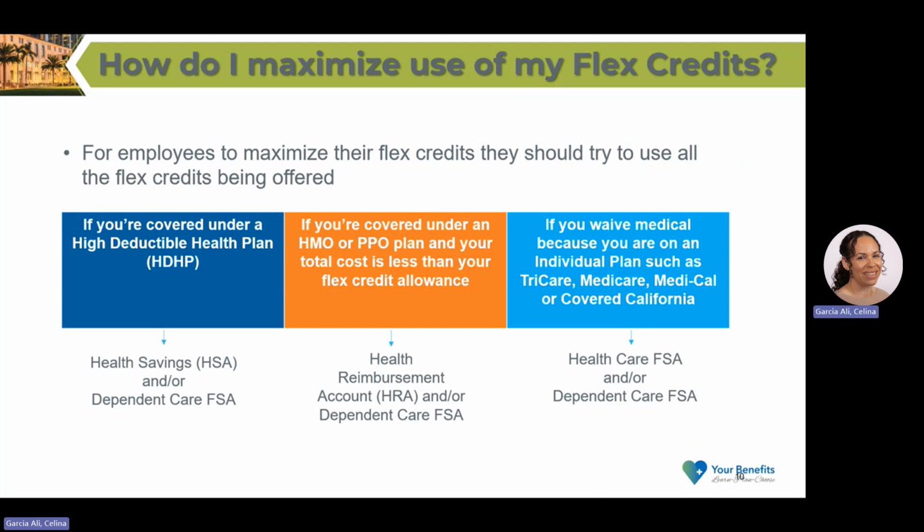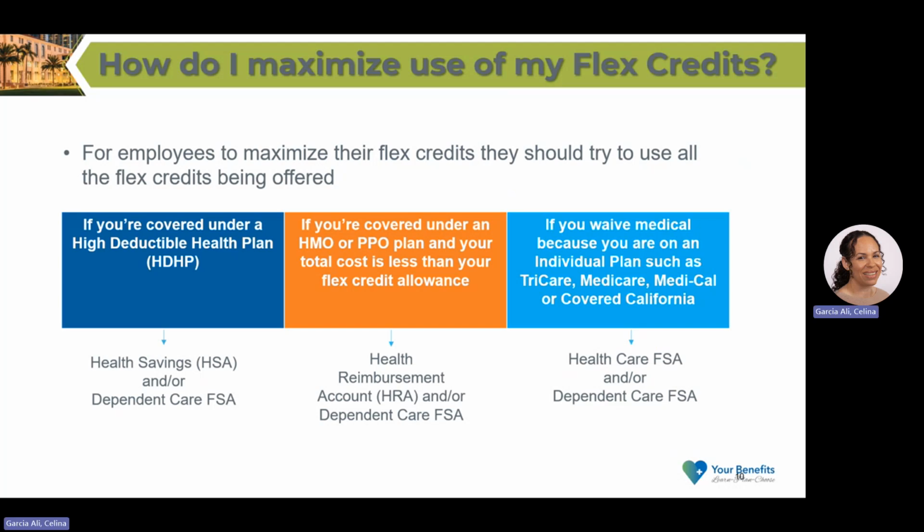If you are enrolling in a county HMO plan or PPO plan, or you are covered elsewhere under an HMO plan or a PPO plan, you can use your flex credits on eligible plans like dental, vision, critical illness, all the plans we've been talking about so far. And anything left over would go to a health reimbursement account or a dependent care FSA or a combination of those two accounts.